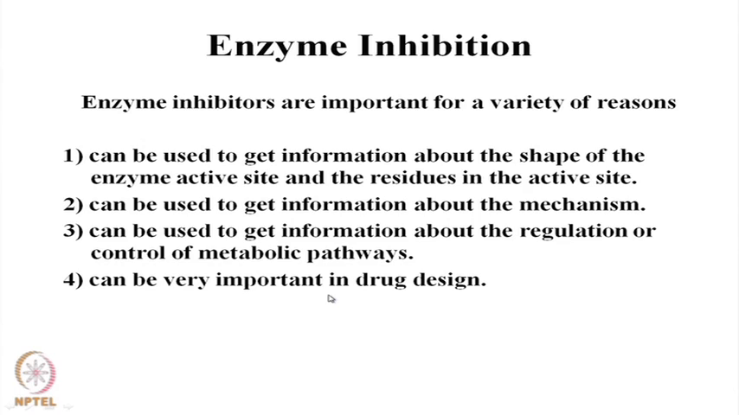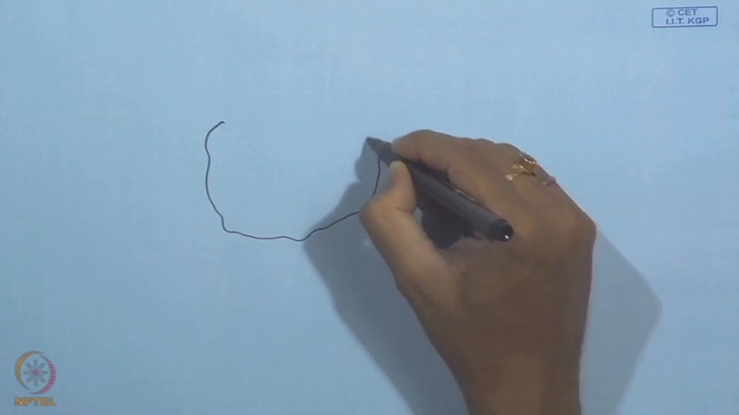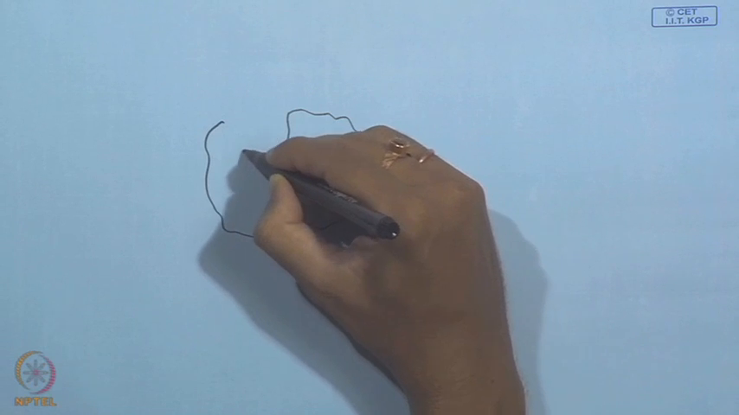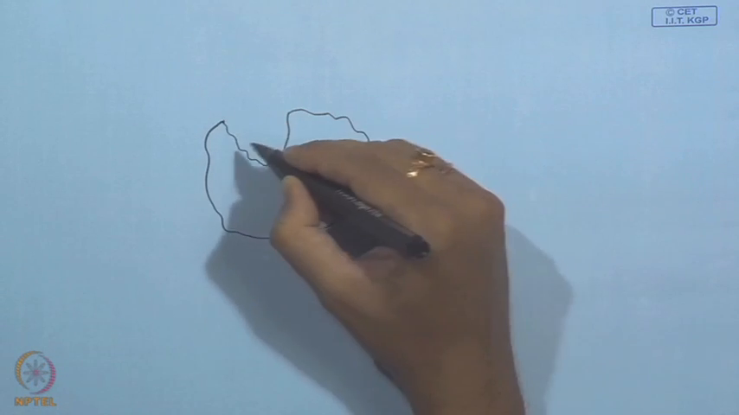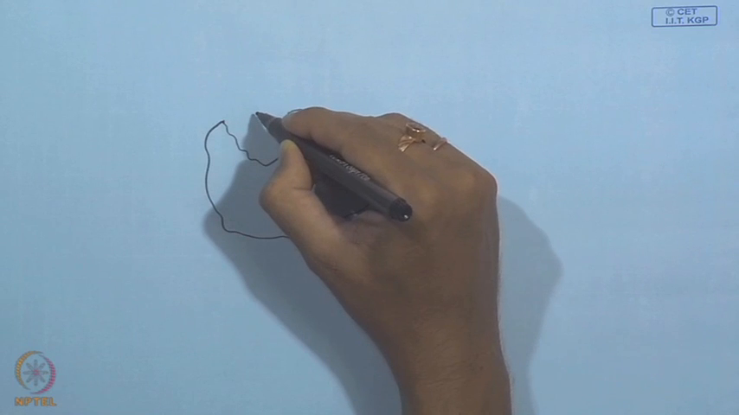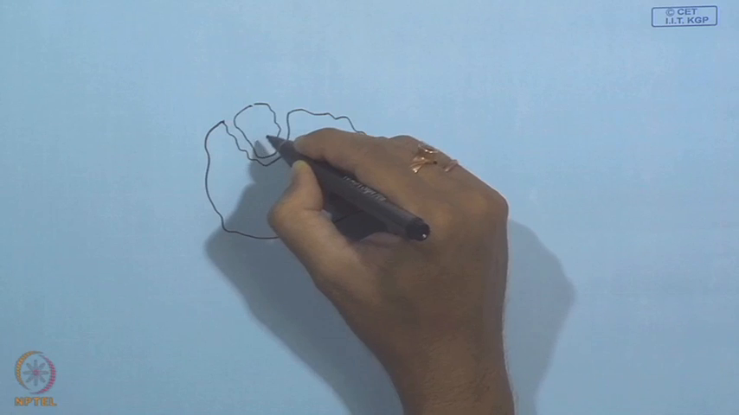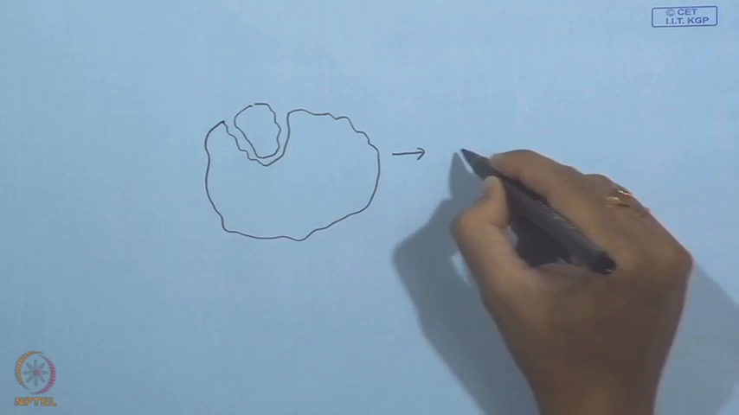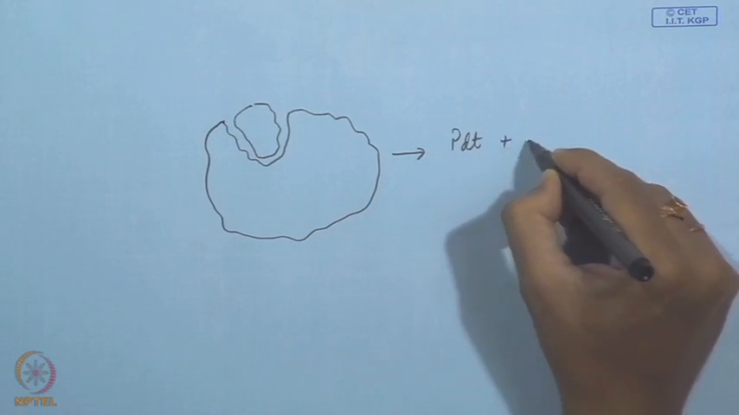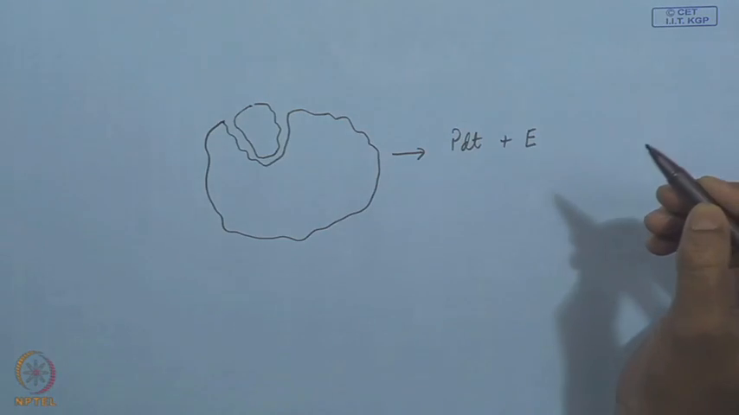Now, enzyme inhibition. Enzyme inhibitors are important for a variety of reasons. They can be used to get information about the shape of the enzyme active site. Suppose you have an enzyme like this, basically a protein, and say this is your active site. In this active site your reactant fits, the chemical reaction takes place, and after that your product is formed, plus your enzyme is regenerated.